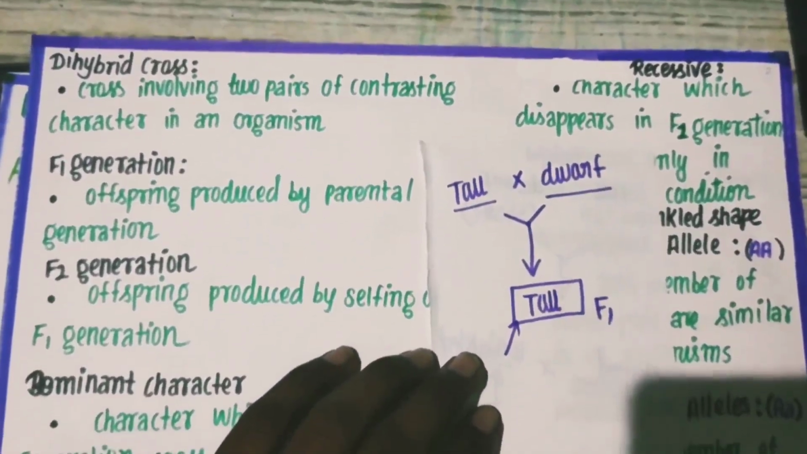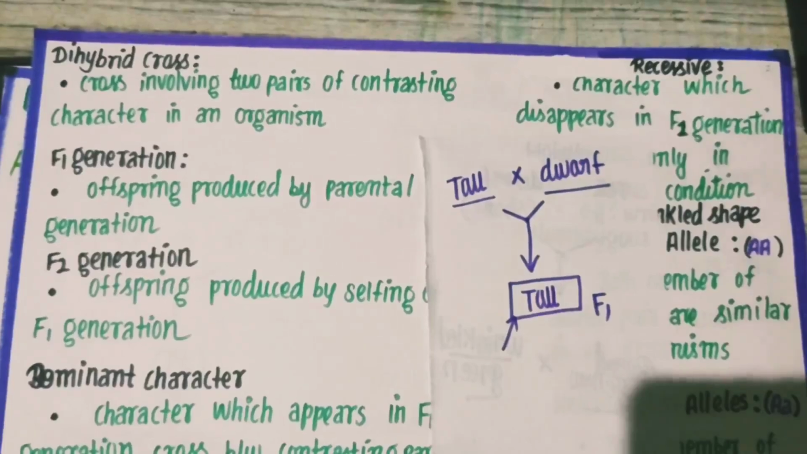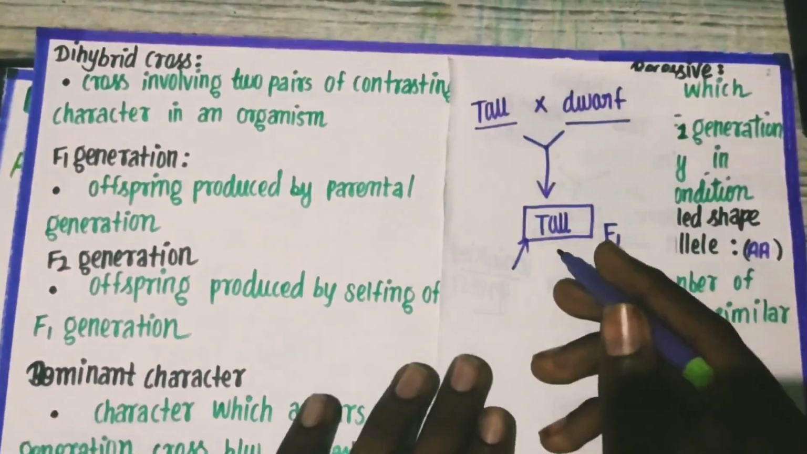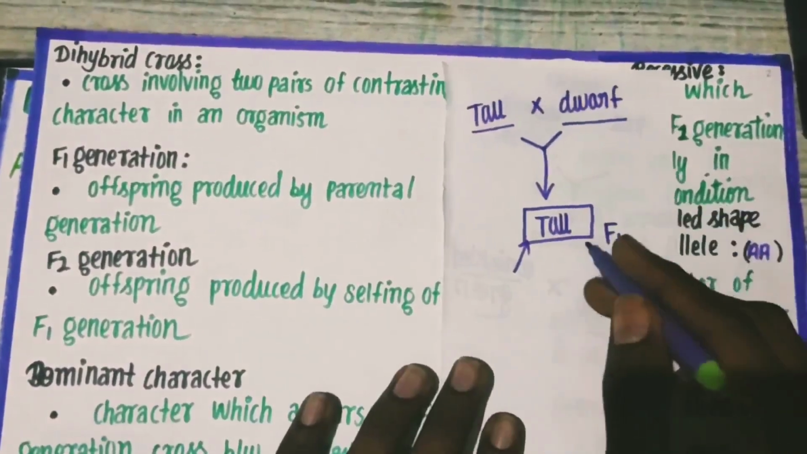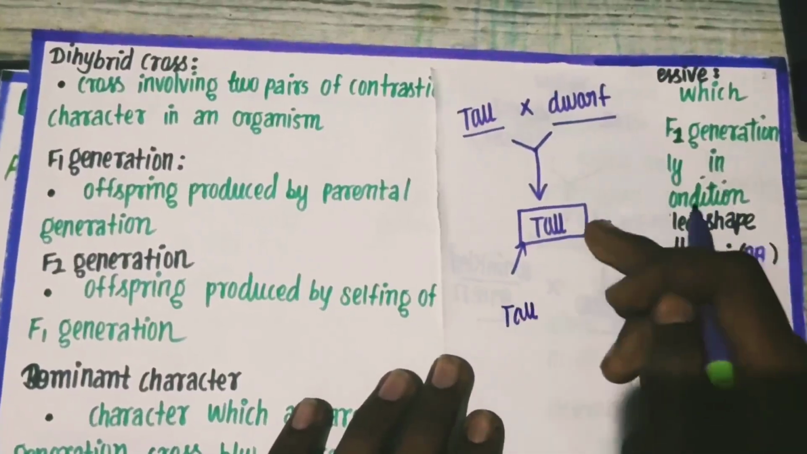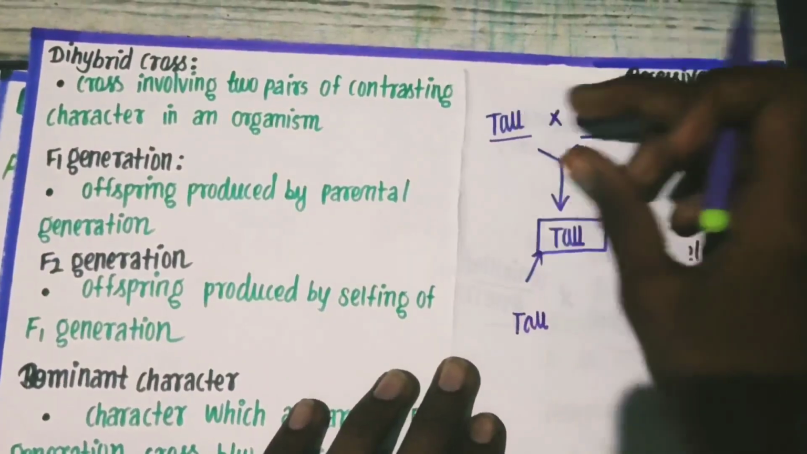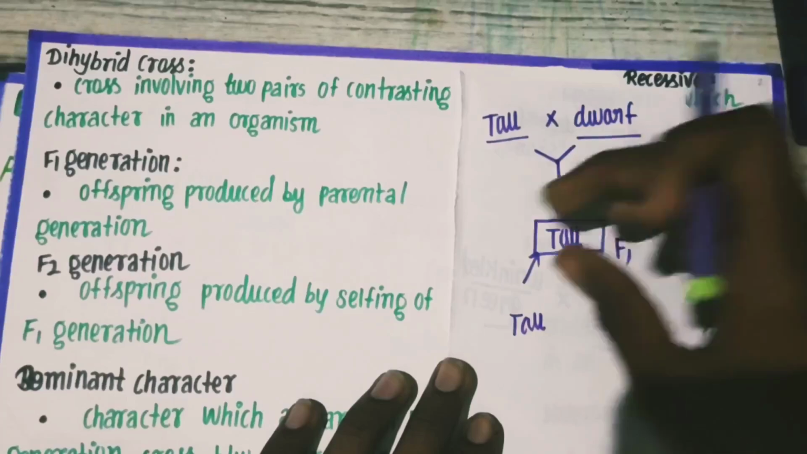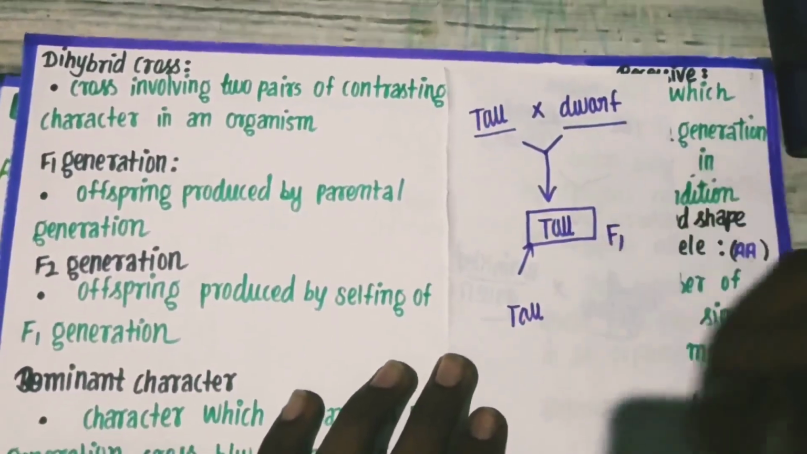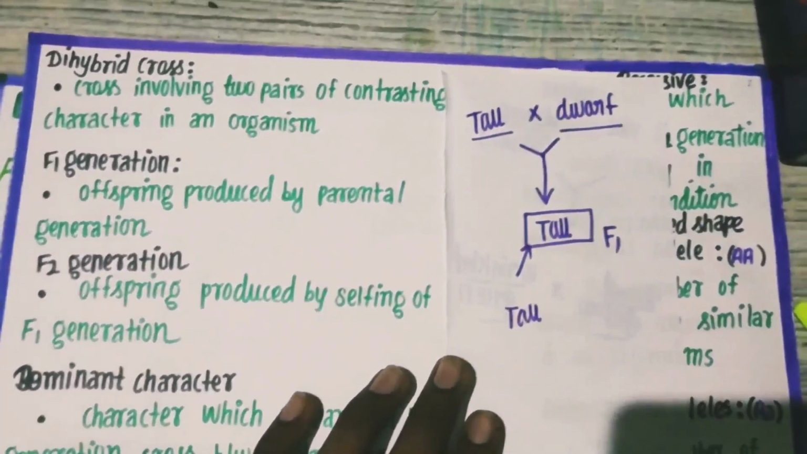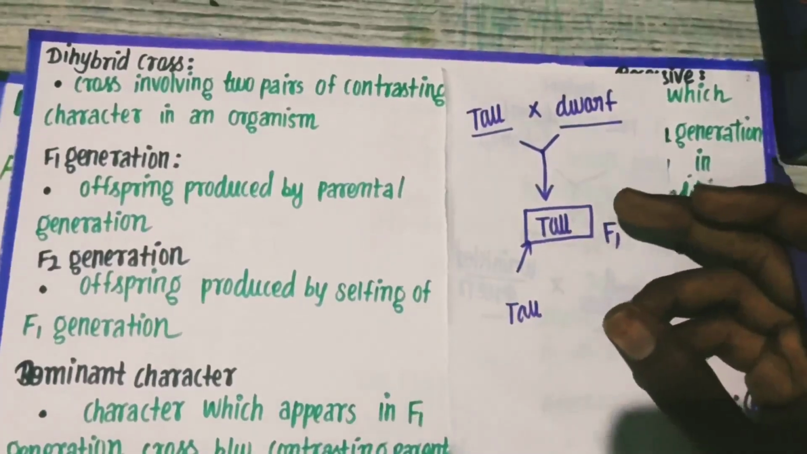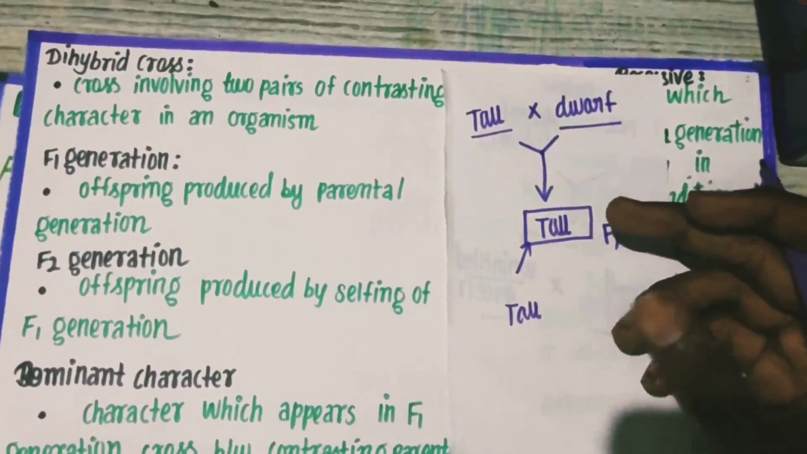Now, what is F2 generation? The offspring which are produced by selfing of F1 generation. Now, you are going to take one plant from here. When you cross a tall plant with a dwarf plant, you get tall plants, so all are tall in F1 generation. You will understand the reason behind that in the upcoming lecture. So all the plants are tall.